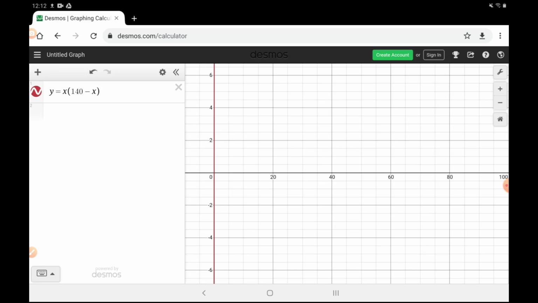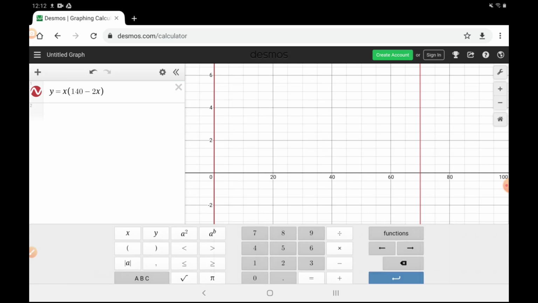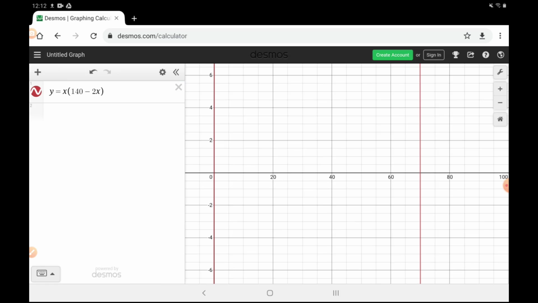And I don't see my answer. My bad, I know what happened. I didn't type my equation in right. There we go. So again, that's why I like technology. I get to really check and see what's going on here. So my function, I was missing that 2 in front of my x there.